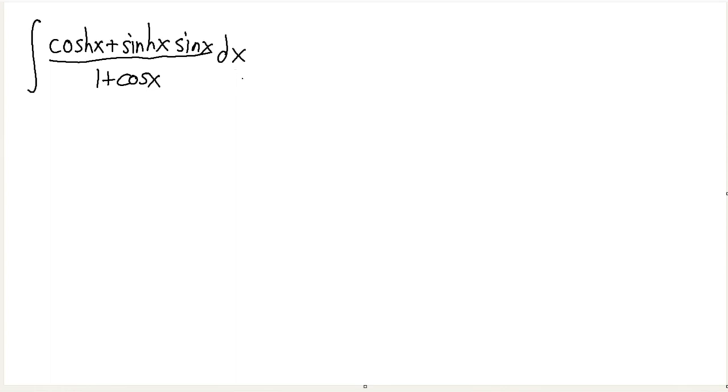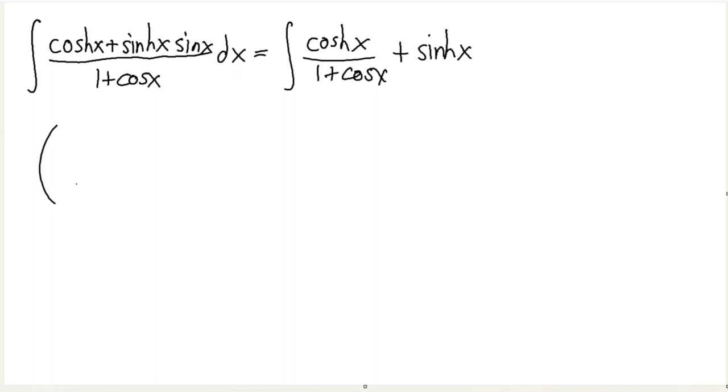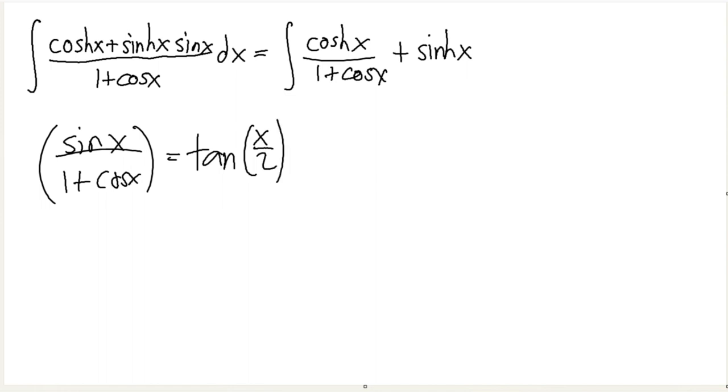To see this a lot better, let's change this a little bit. We'll do cos x over 1 plus cosine of x, and then the sine here. There's a different way to put this. This is actually equal to tangent of x over 2. Now let me show you why.